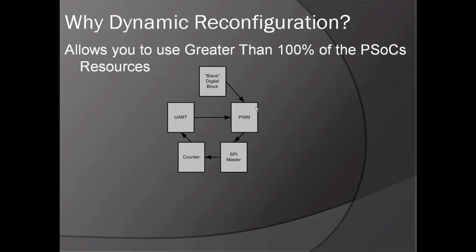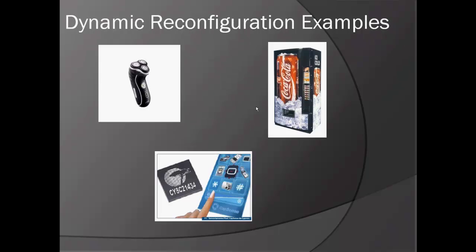The key to dynamic reconfiguration is time slicing. The different functions have to occur at different times in order to use dynamic reconfiguration. Dynamic reconfiguration will not work for designs where the separate functionality is needed all of the time. So what are some real-world examples of where dynamic reconfiguration can be used?